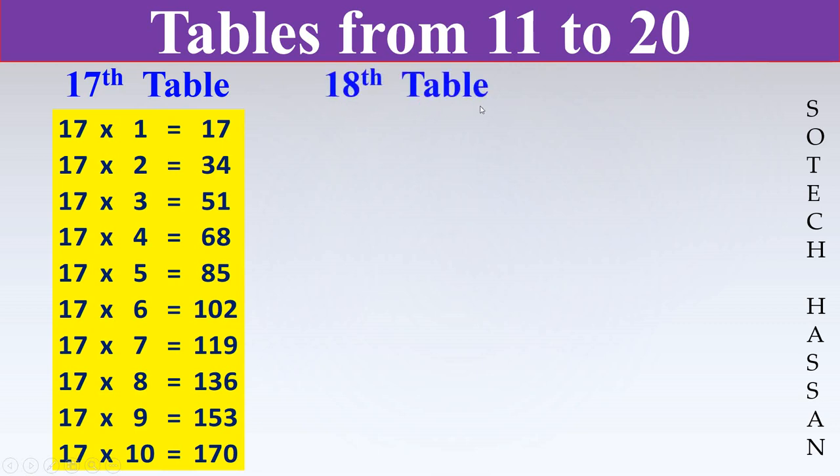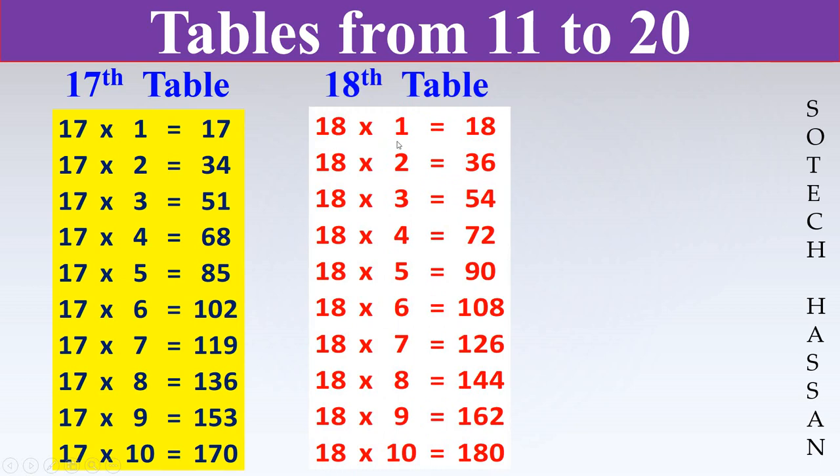18th table. 18 ones are 18. 18 twos are 36. 18 threes are 54. 18 fours are 72. 18 fives are 90. 18 sixes are 108. 18 sevens are 126. 18 eights are 144. 18 nines are 162. 18 tens are 180.